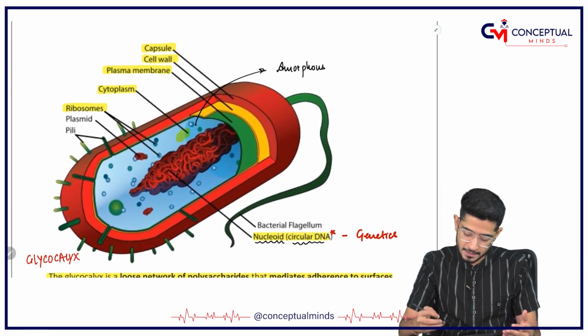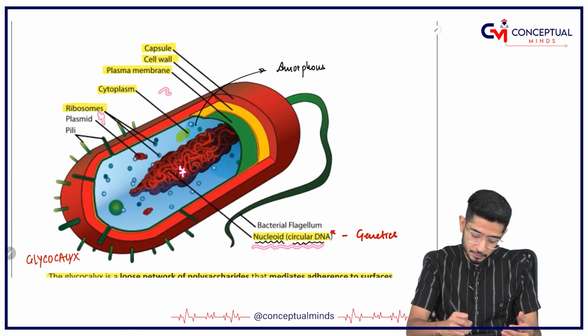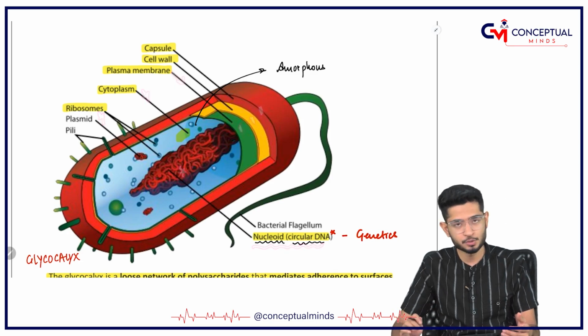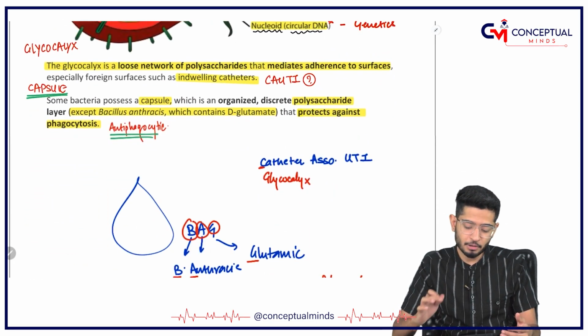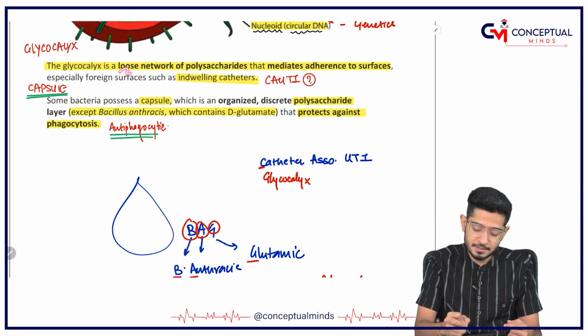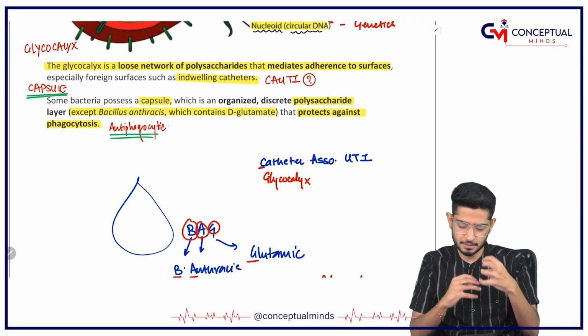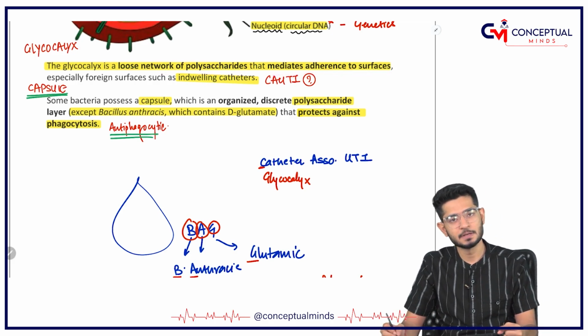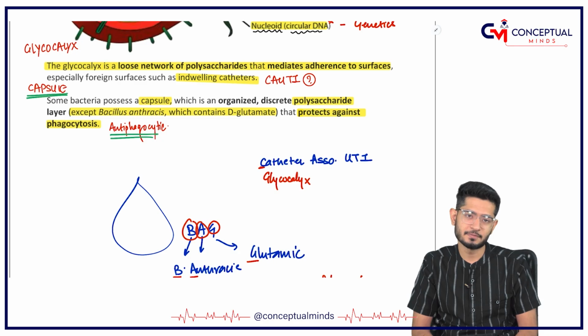So, can you see here, this is the nucleoid, the circular DNA, these are the ribosomes, this is the cytoplasm. Here, this is the plasma membrane, then the cell wall and the capsule, which we have already discussed. Then coming on to the glycocalyx. What is glycocalyx? Glycocalyx is a loose network of polysaccharide material that mediates the adherence to the surface.